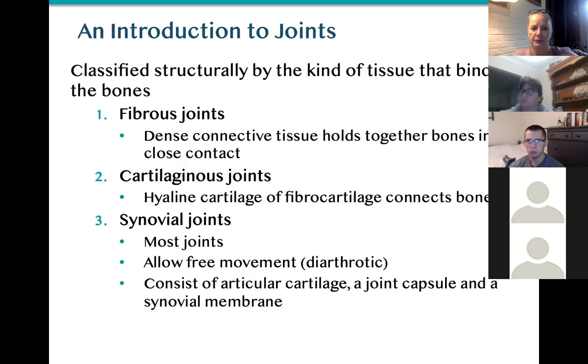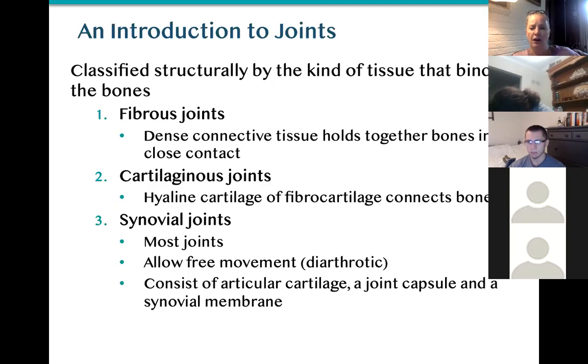So we have three different kinds of classifications for bones structurally. You can classify them structurally or functionally. Some books go through both. Your textbook really goes through it by structural function, and then it throws in some of the more functional physiology classifications. So that could be a little bit confusing.